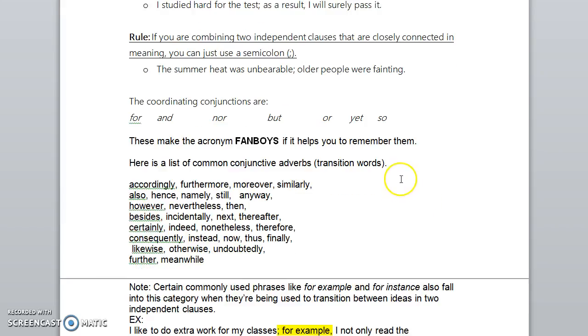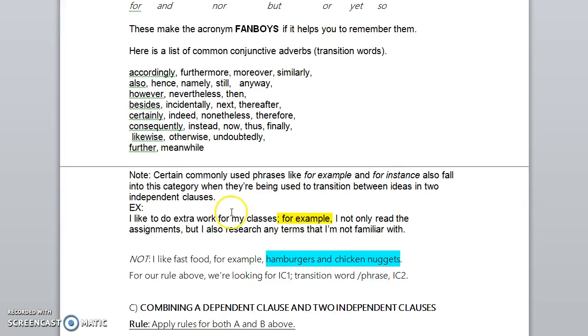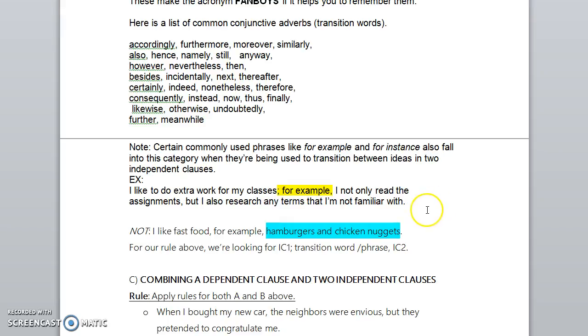Here is a list of common conjunctive adverbs, which are transition words. Please note, certain commonly used phrases like for example and for instance also fall into this category when they're being used to transition between ideas in two independent clauses. For example, I'd like to do extra work for my classes, semicolon. For example, comma, I not only read the assignments, but I also research any terms I'm not familiar with.